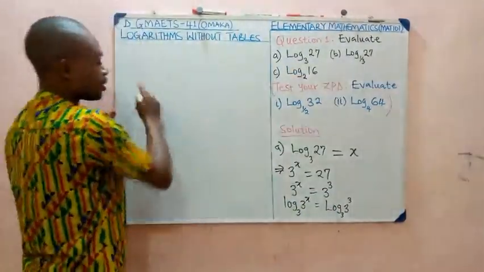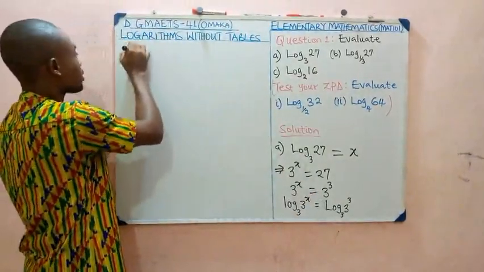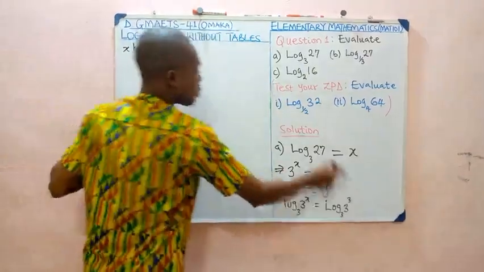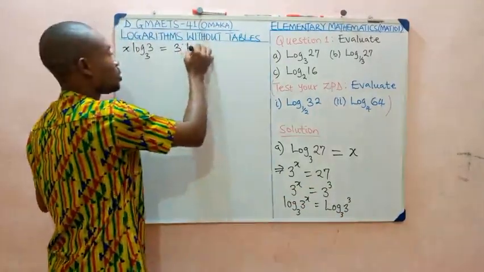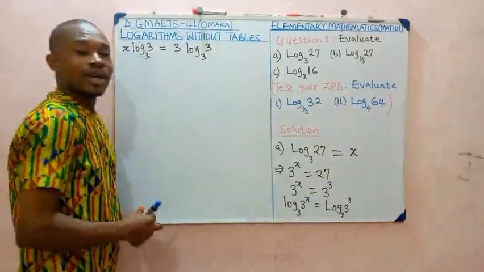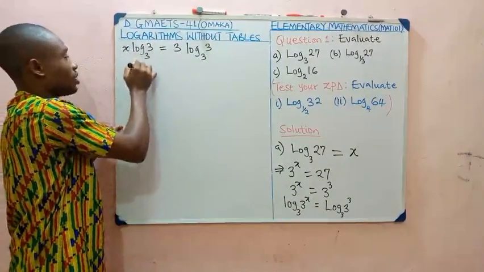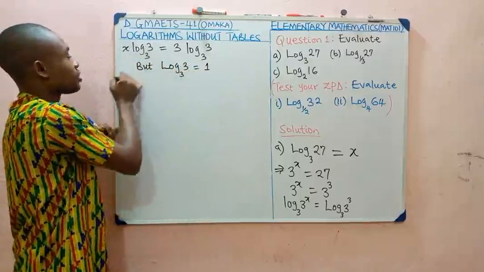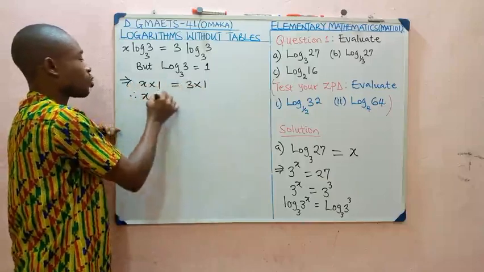From there, applying the power law of logarithm, the number is carrying this power x, so it's going to be x log 3 base 3 equal to, this number is bearing this power 3, so you use the power law of logarithm again, use this power 3 to multiply the log. So it's going to be 3 times log 3 base 3. Once you do that, log 3 base 3 is equal to 1. We know that 1 times x will give us x. So 1 times x will now give us something like this. Therefore, x is equal to 3.